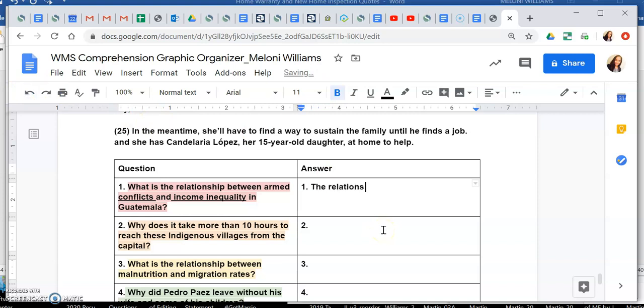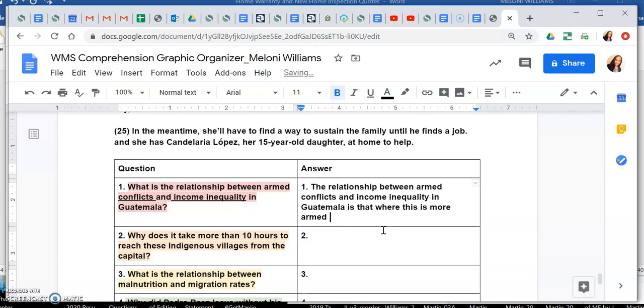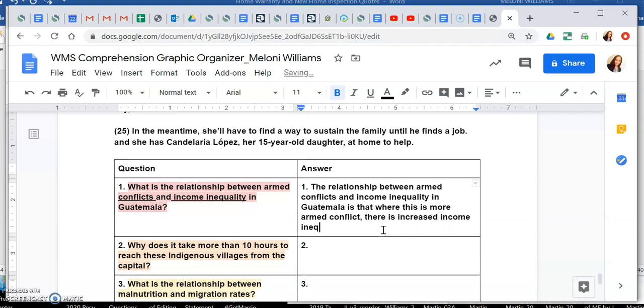The relationship between armed conflicts and income inequality is that, in Guatemala, where there is more armed conflict, there is increased income inequality.